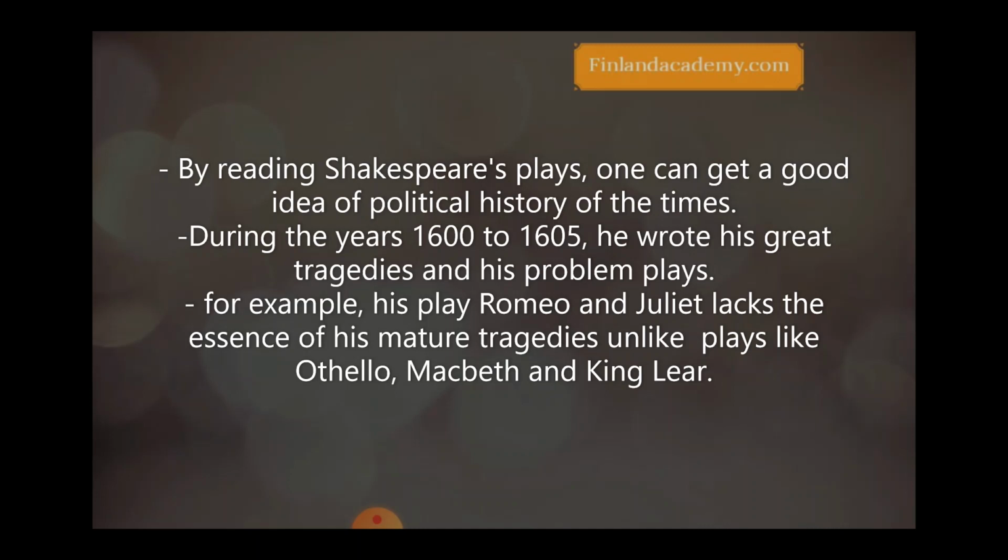And then during the years 1600 to 1605, Shakespeare wrote his great tragedies and his problem plays. For example, Romeo and Juliet was written a little early. Here we have tears, sobs, distress, the disaster of two lovers, but not the torment of soul, which is the essence of Shakespeare's mature tragedies, which he was writing much later.